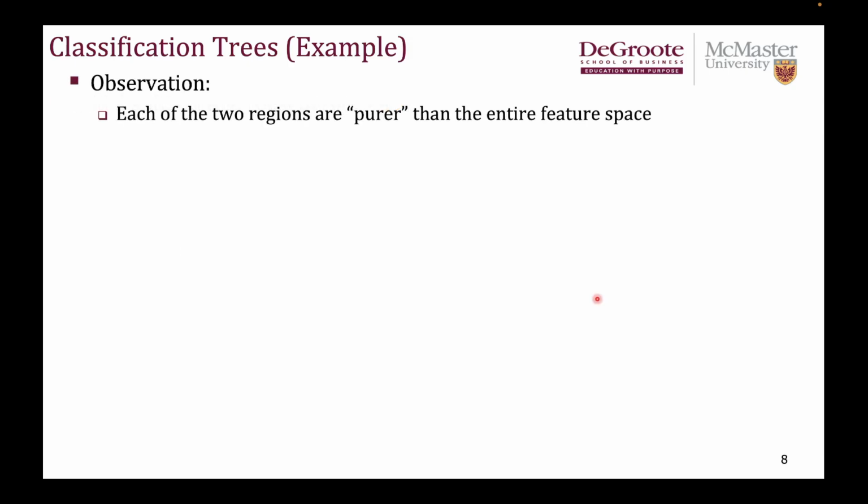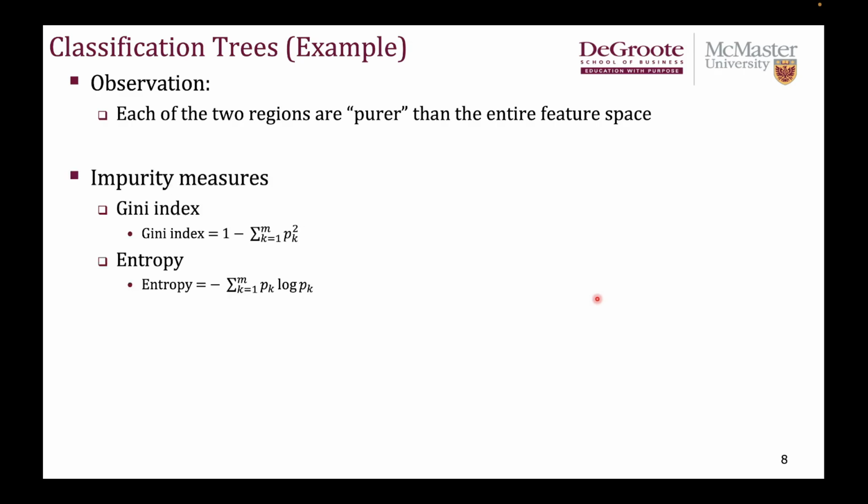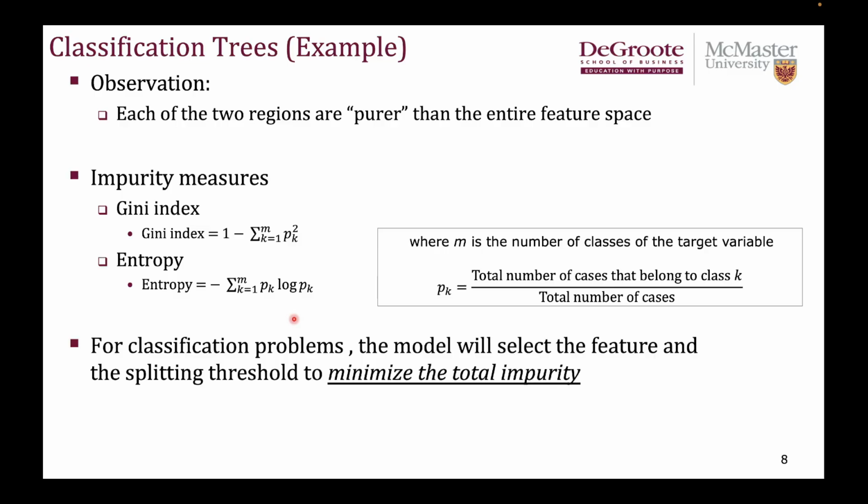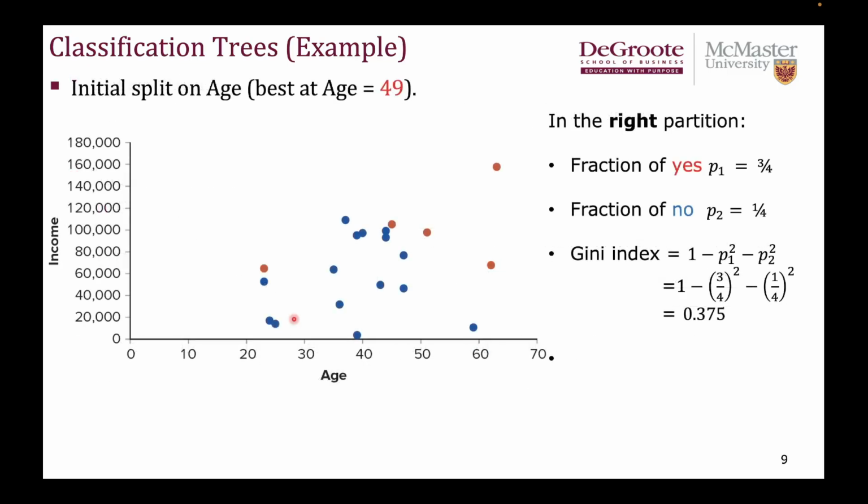The more pure, the better, because eventually, if a region only has blue points, then I would be more confident in voting blue for any new data points showing up in that region, right? So we have the formulas for two impurity measures. Gini index and entropy are the two most commonly used impurity measures. The formulas themselves are not as important, but it's still a good idea to try to understand their meaning. So let's do some quick calculations.